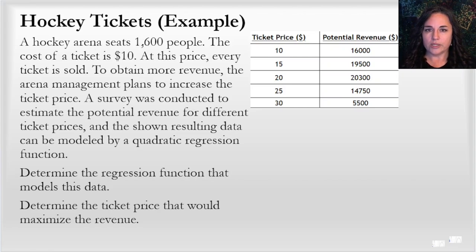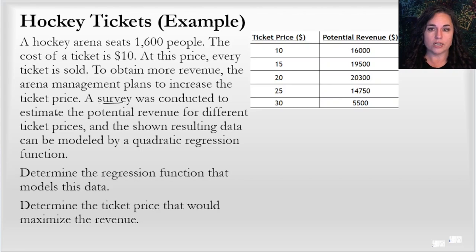A hockey arena seats 1,600 people. The cost of a ticket is $10. At this price, every ticket is sold. To obtain more revenue, so there's a demand. There's absolutely a demand. It's selling out. So they think, let's raise the price. To obtain more revenue, the arena management plans to increase the ticket price.